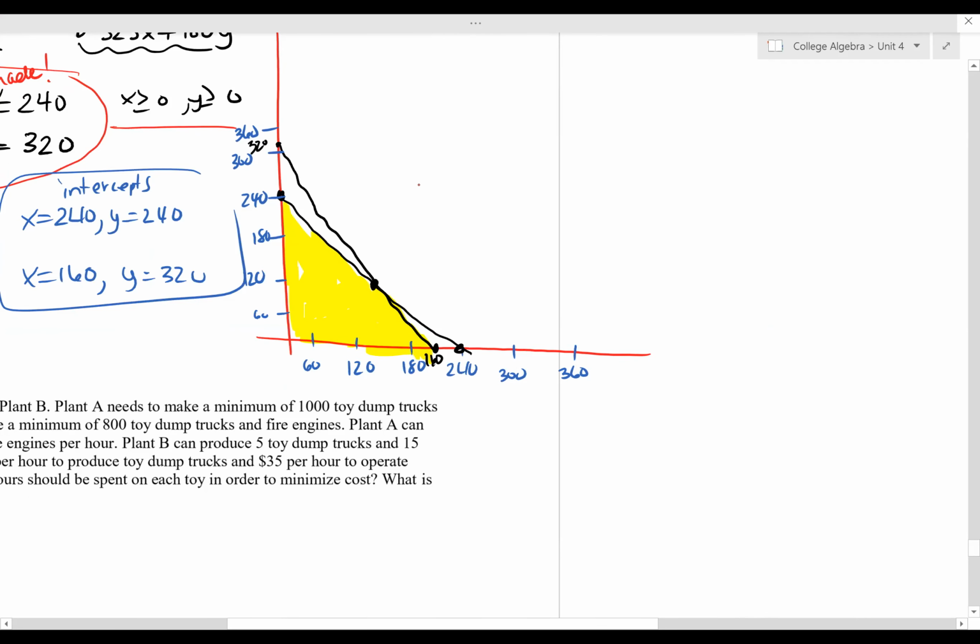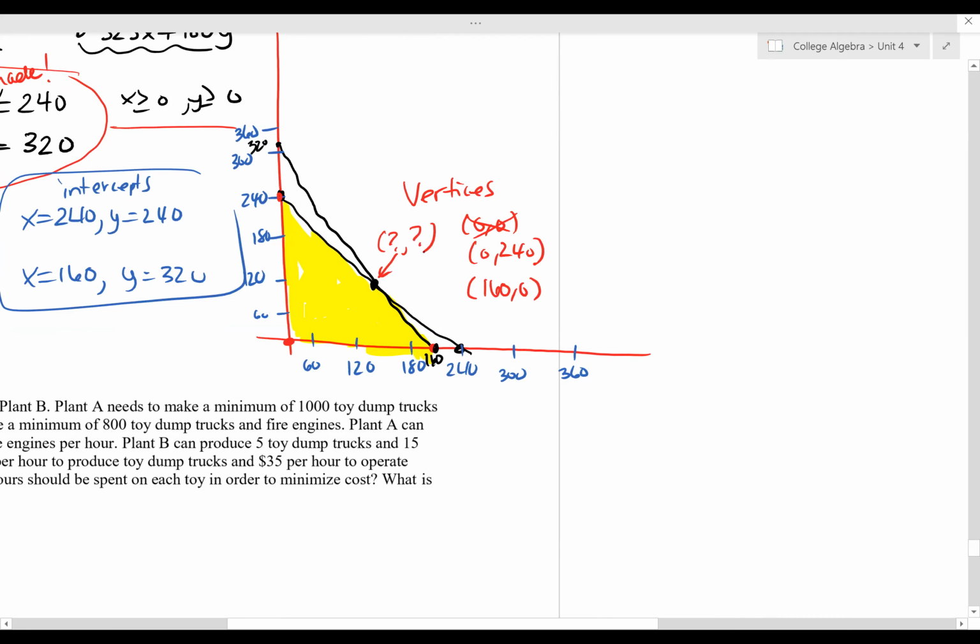And so then we want to find the vertices of this, which is all of the corners. Okay, so we obviously have 0, 0, which wouldn't be used to find a profit. So I'm not even going to plug that in. And then we have a point up here at 0, 240. And then we have a point over here at 160, 0. And then we always get this question where the two functions intersect each other.